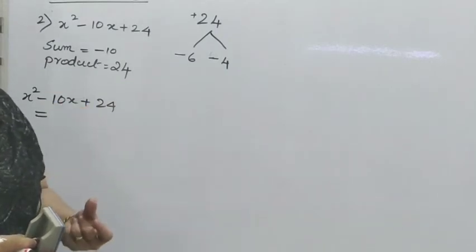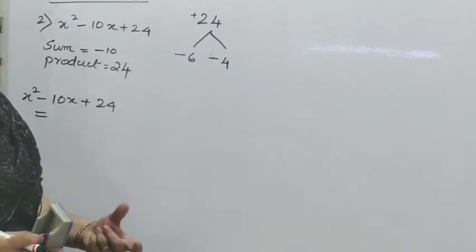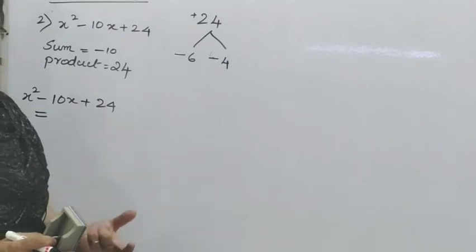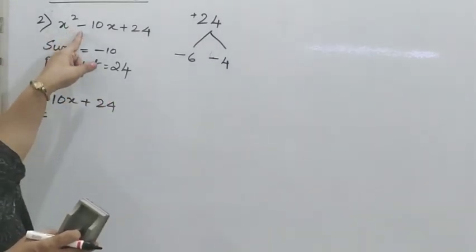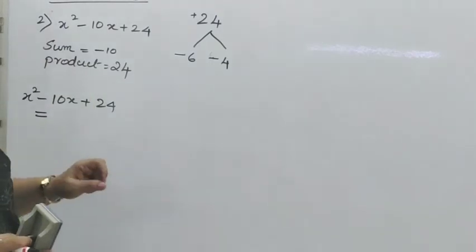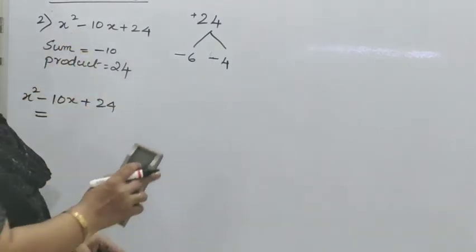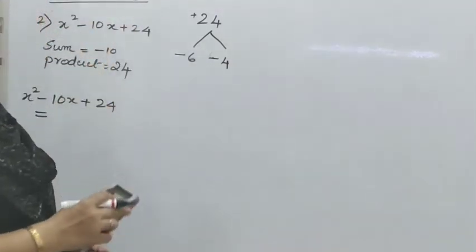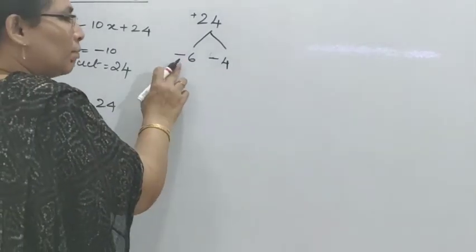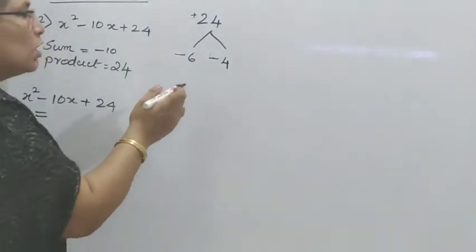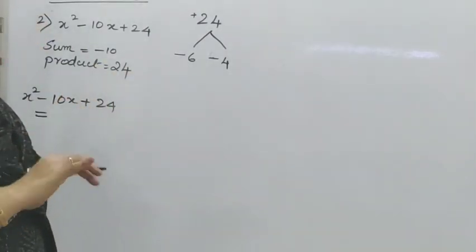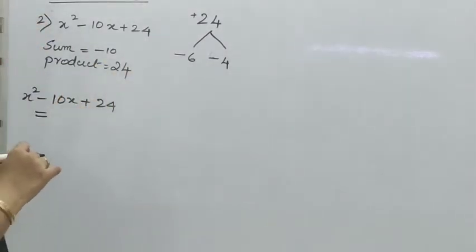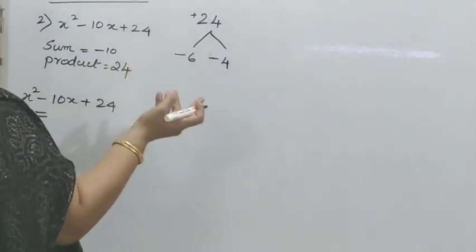But directly children will get the confusion about where we should put minus and where we should put plus. So the suggestion I'll give is that you should consider the middle term sign. What is the middle term sign? Minus. That should be given to the greater number. Among 6 and 4, 6 is greater. So 6 is to be given minus, and 4 gets either plus or minus depending upon the values. So we decided 4 will get minus.